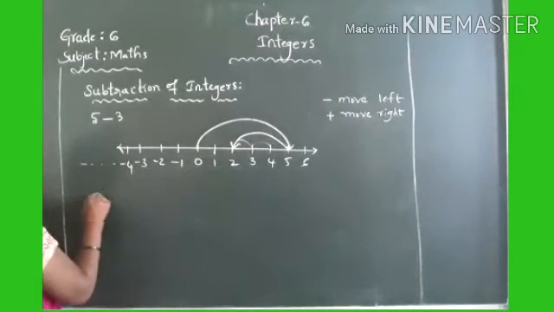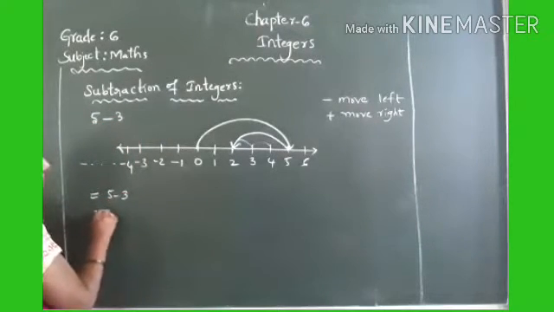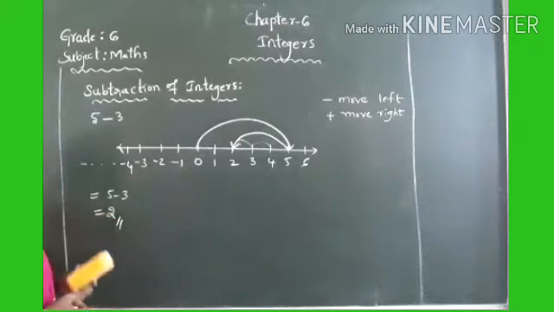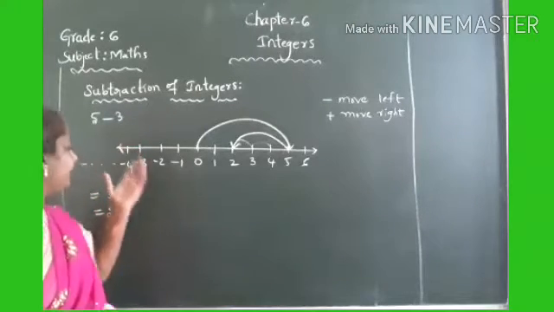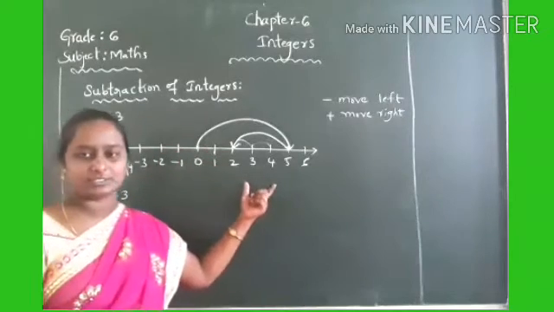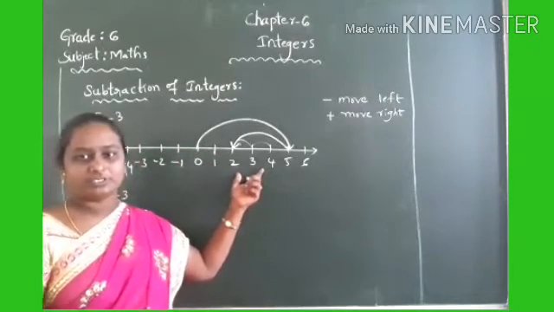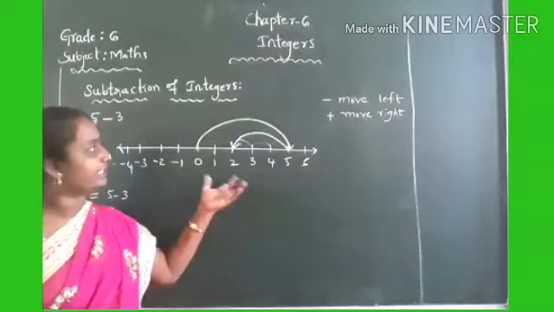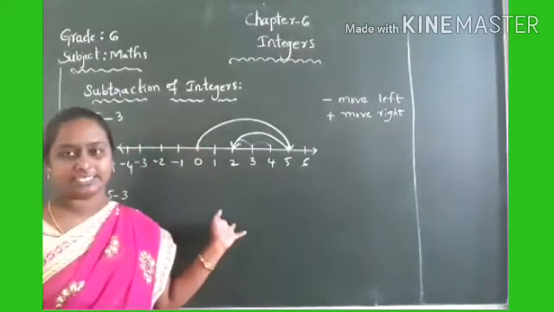Now tell me, 5 minus 3 gives 2. Without using the number line, 5 minus 3 is equal to 2. With using the number line also you got 2. So this is the way of finding the subtraction of integers.